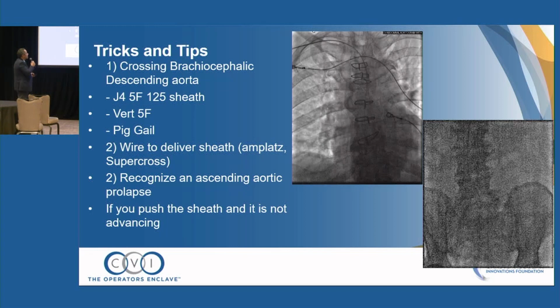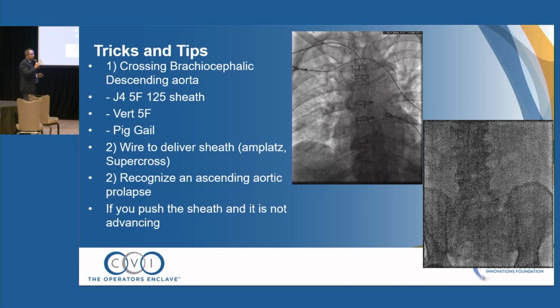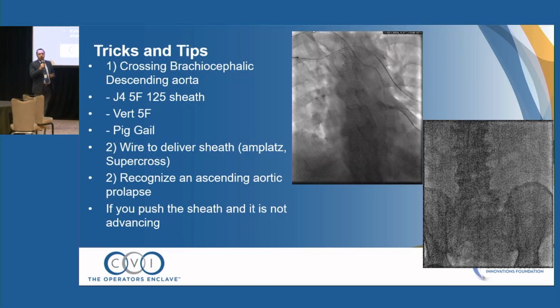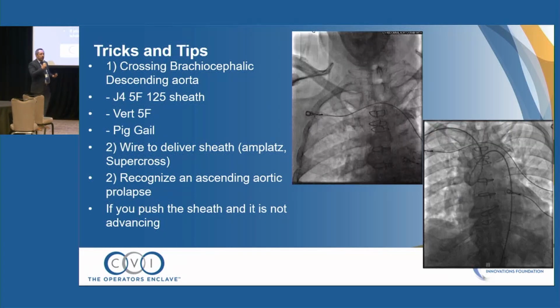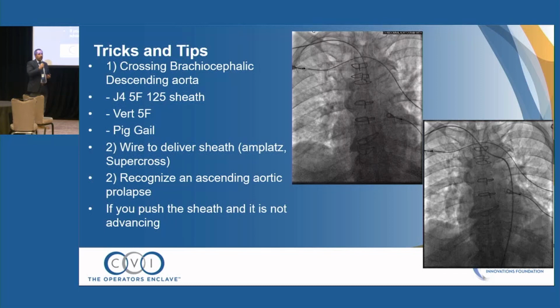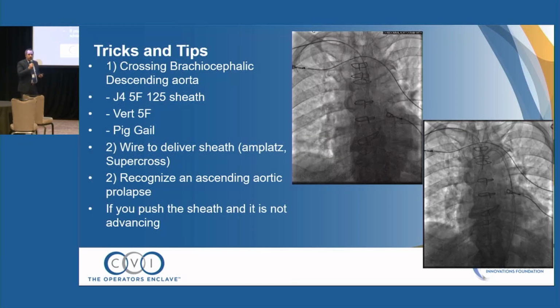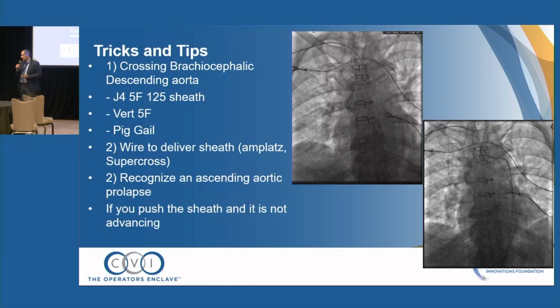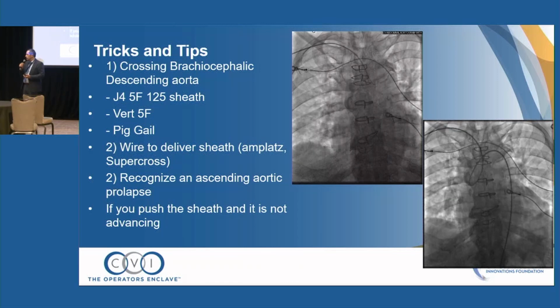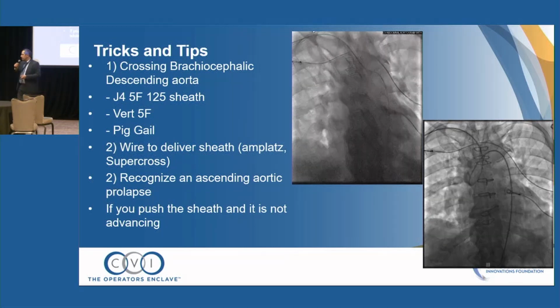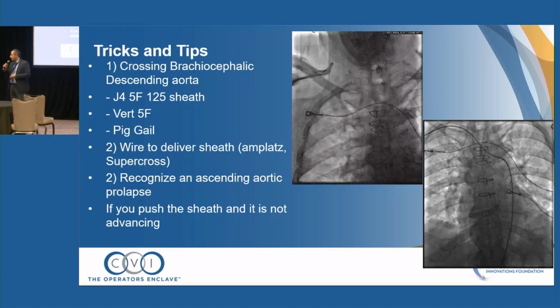Crossing the right brachiocephalic becomes challenging. So we usually use the 125 5-French GR4. We can do the vert. Also, a pigtail is actually very helpful. Every once in a while, out of our 260 cases, we had to reverse to the left radial or groin 5 times, just because of a very tortuous brachiocephalic.